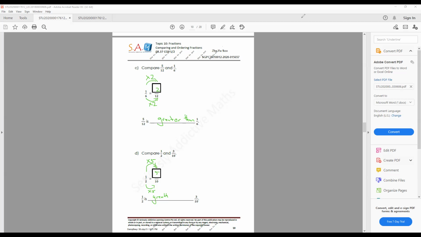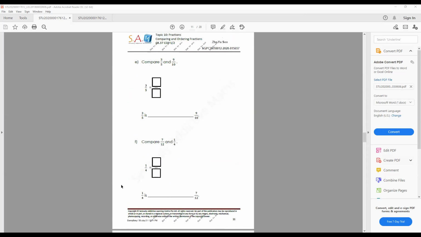I keep spelling greater wrongly today. Apologies. Greater than. Okay. All right. Let's turn to the next page, page 11. And please do this on your own. I will show you the answers in a bit. Press pause now.